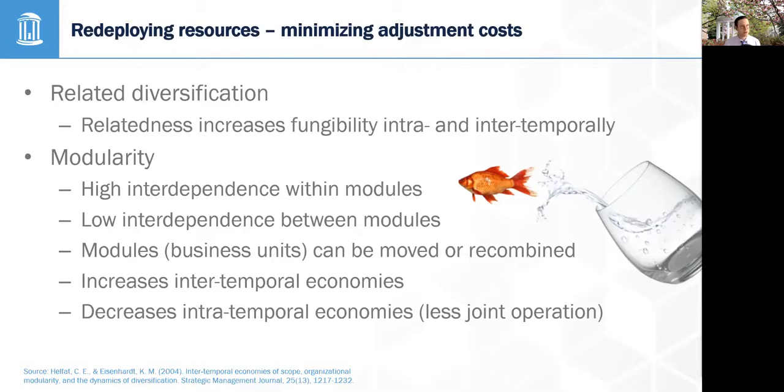Modularity increases intertemporal economies of scope, but at the sacrifice or detriment of intratemporal economies. So you're getting less of the 4C synergies or less joint operation.